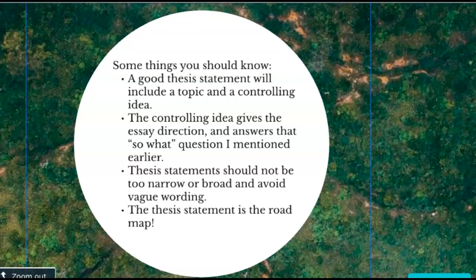Thesis statements should not be too narrow or too broad, and should avoid vague wording. You kind of have to have a happy medium when it comes to a thesis statement. You need to have the topic and controlling idea. The thesis statement is the roadmap.